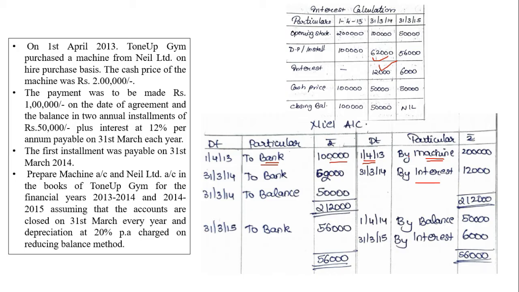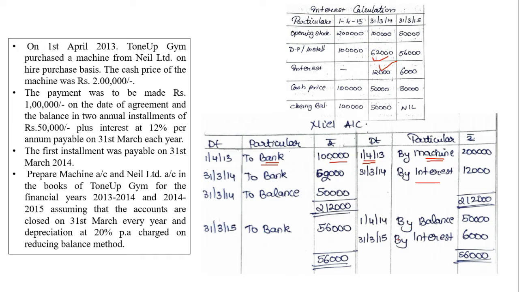That's it. So you bought a machine, there was an interest charge, you made the down payment, there was an installment. Four things. Once that is done, we tally, and we will get our balance. So the balance came to 50,000. Last year's balance will become this year's opening balance.